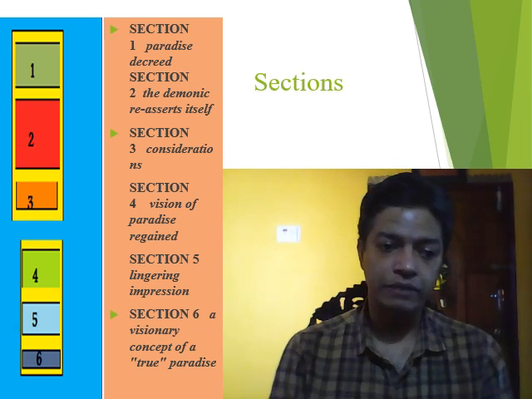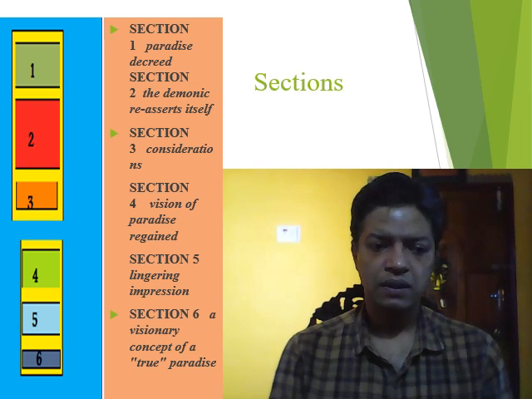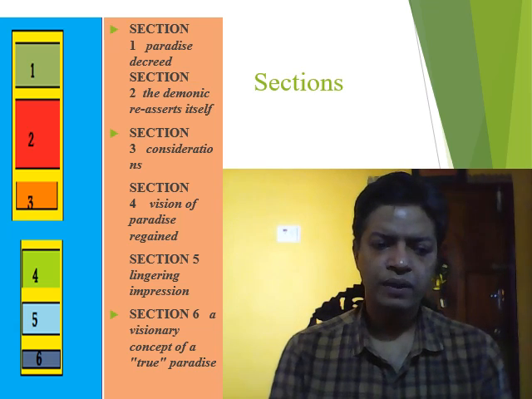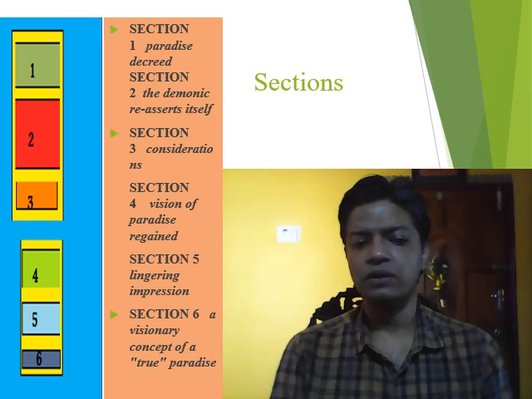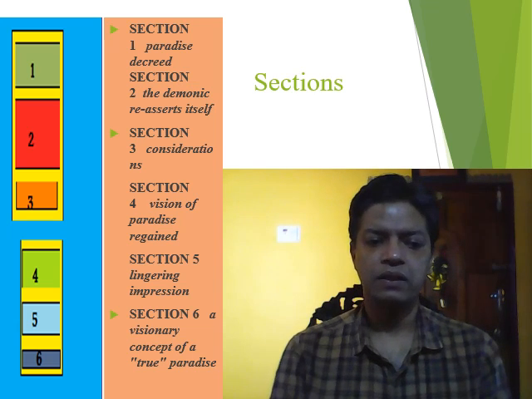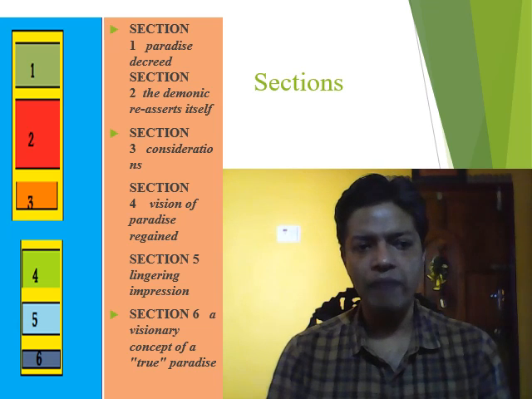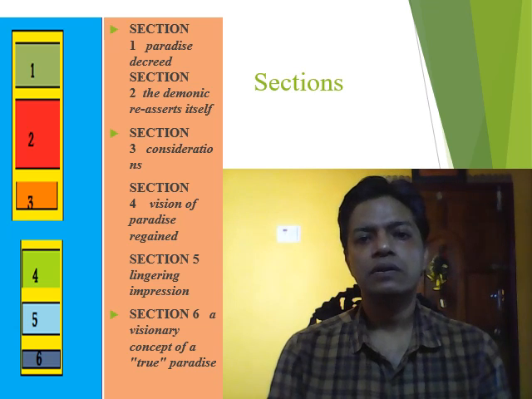Line number 37 to 43 talks about a heavenly maid with a dulcimer. Section 5 talks about the lingering impression from line number 42 to 43, and section 6 talks about the visionary concept of a true paradise in a vision that the poet is promising to make from line number 44 to line number 54. Thus we have a poem of 54 lines, first divided into 2 parts and then divided into 6 parts.